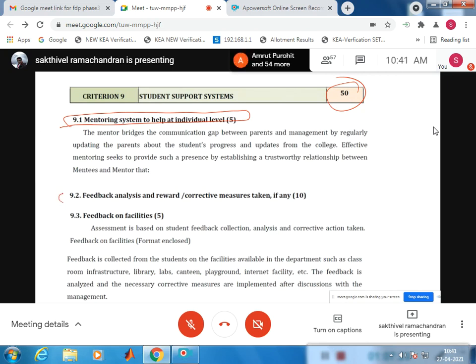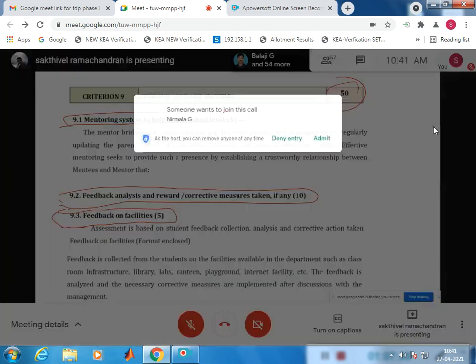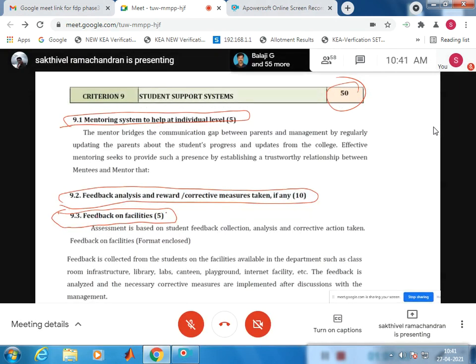The next is student feedback analysis, rewards, and corrective measures, which will carry 10 marks. So what are the feedbacks given? The rewards given? What is the corrective action taken towards that? Feedback on facilities also needs to be carried out separately, which is for 5 marks.